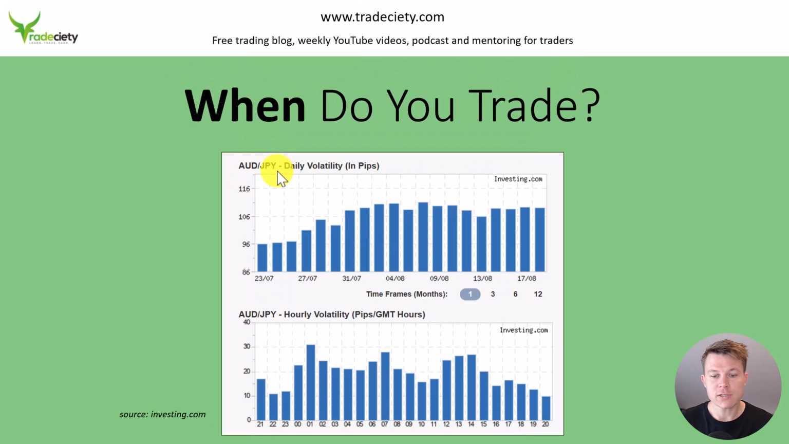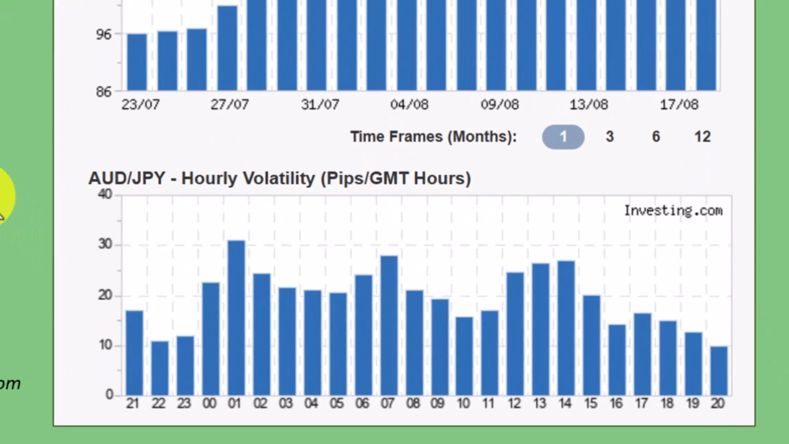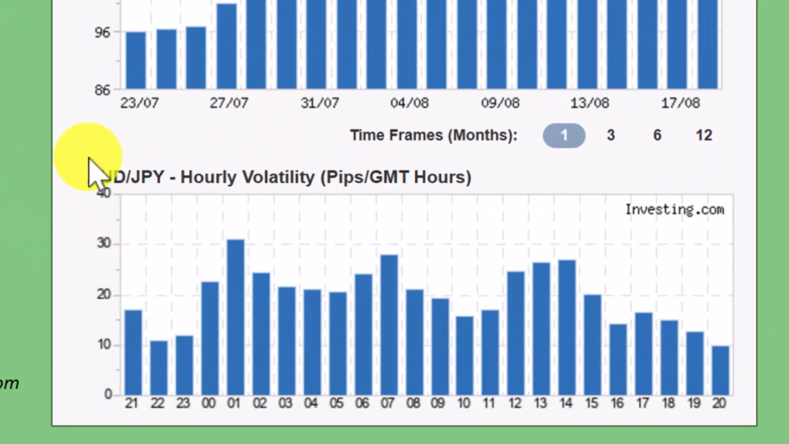So let's take a look first at the Aussie yen. And again, this is from investing.com, link in the video description. And what it does, it shows you the hourly volatility of the Forex pair, in this case the Aussie yen, in terms of pips per hour. And what you can see is that here you get the breakdown per day in a 24-hour cycle. So in this case, we have GMT and I'm living in Germany. So I want to find a Forex pair that is moving when I am awake. And this is what you should be doing as well, depending on what time zone you're in.